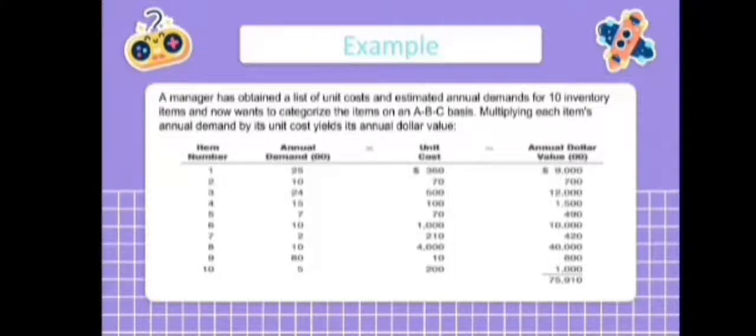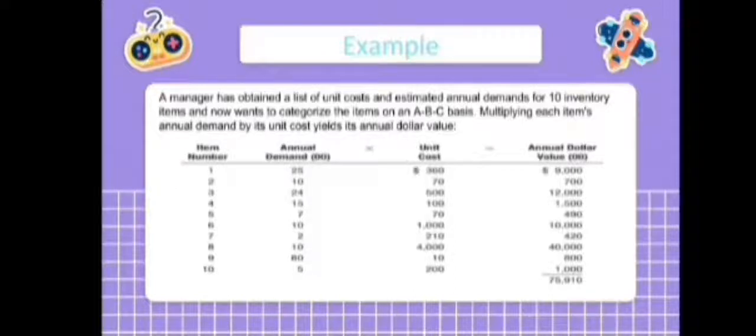So, for example, a manager has obtained a list of unit cost and estimated annual demands for 10 inventory items and now wants to categorize the items on an ABC basis. Multiplying each item's annual demand by its unit cost yields its annual dollar value. So as we can see in the table, there are 10 items and different numbers of annual demand, unit cost, and annual dollar value. This time we will apply the 3 steps I have mentioned earlier in the ABC concept.